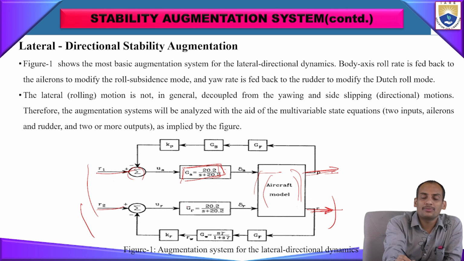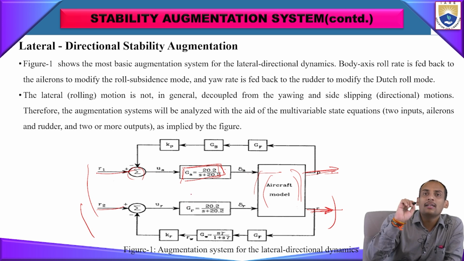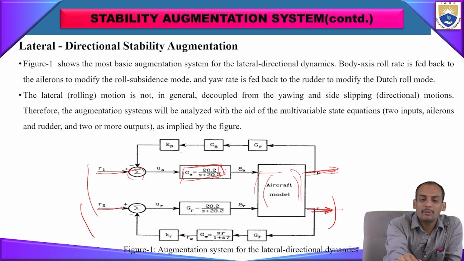Here that transfer function gives you the output signal, which will be under the pilot's control only, and they will have separate feedbacks also. You see GF, GB, and KP: the pitch rate and rudder feedback system. This is for aileron feedback, and this is for rudder feedback. For the rudder feedback, in between there is another transfer function included, GW.